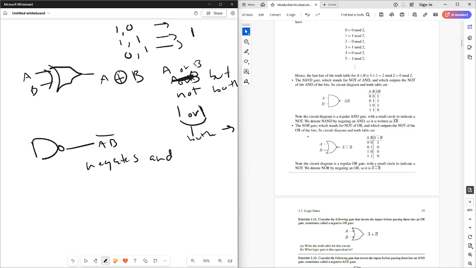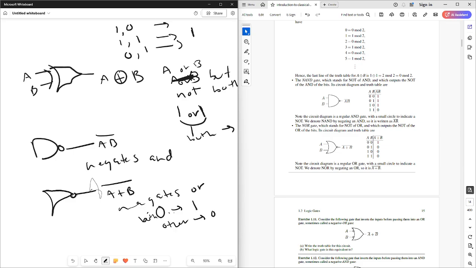The NOR, which is the not of OR. Again, that looks like a P, but we're okay. So it negates the OR. Pretty standard stuff. Basically, the only time this will ever equate to true is when A and B are both false, both 0. We get 1. Otherwise, 0.